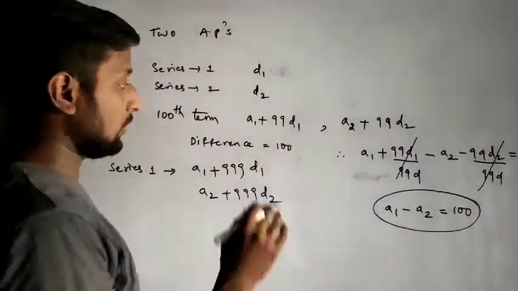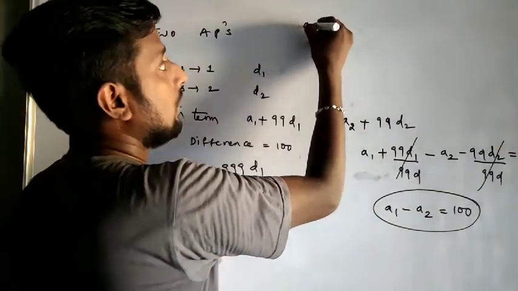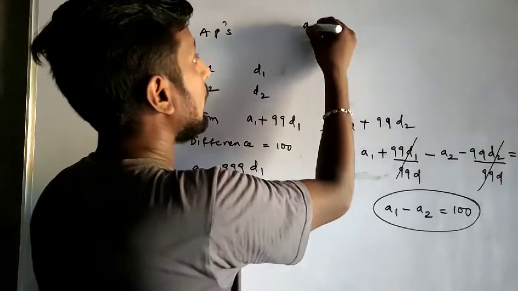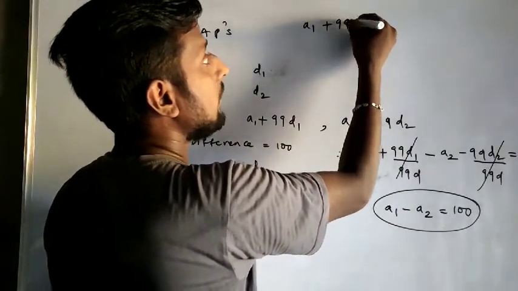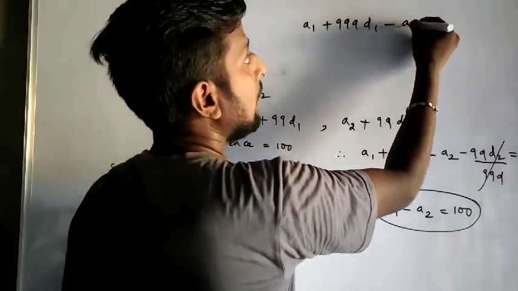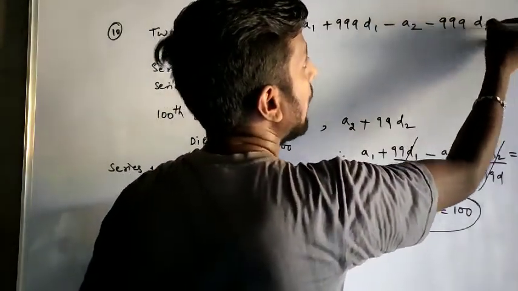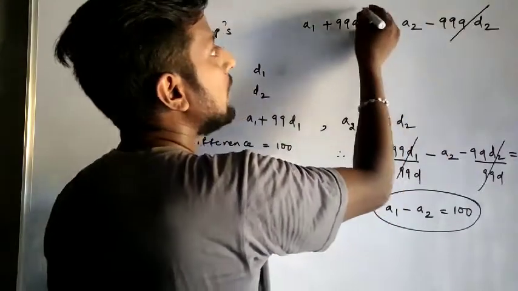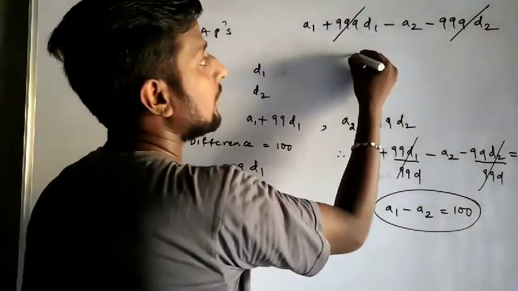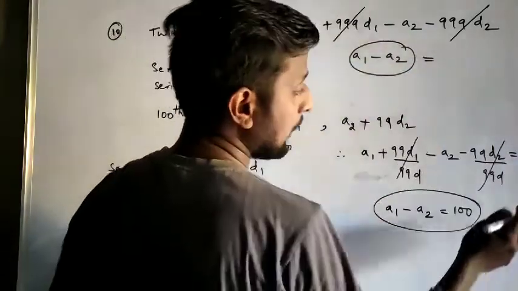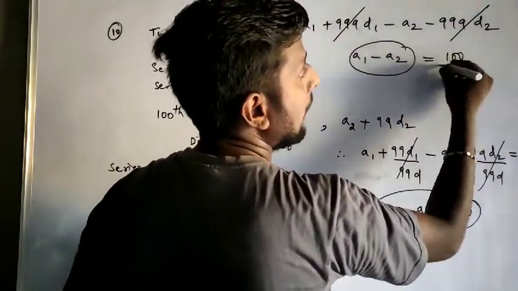Yeah. So here I'll write a1 plus 999 d1 minus a2 minus 999 d2, and we know d1 equals d2, equals d only. Again the value is a1 minus a2, but that value is already equal to 100.